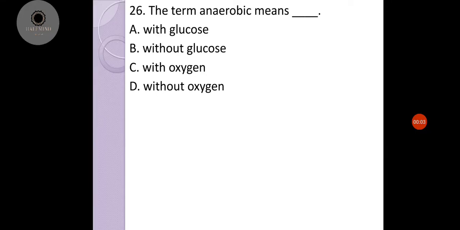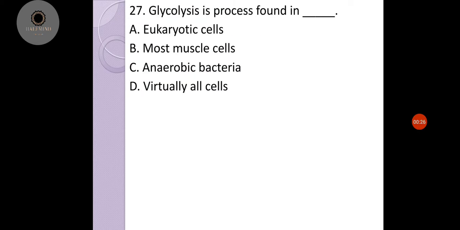Okay, number 26. The term anaerobic means blank. Okay, again, aerobic means that it requires oxygen. So it has a prefix "an" which is a negation. So that means anaerobic means without oxygen or does not require oxygen.